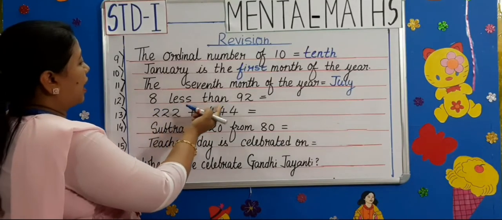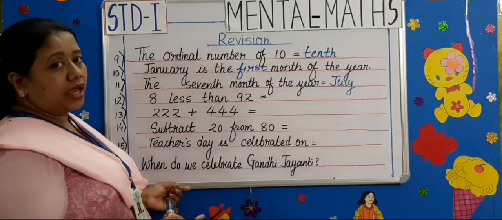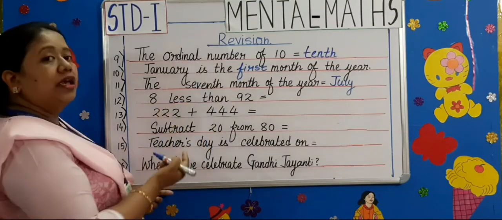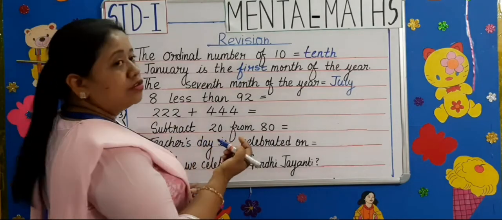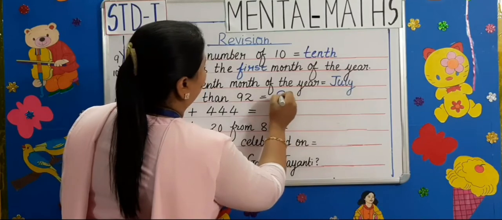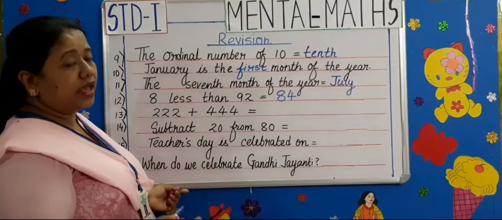8 less than 92. Less than, what do we have to do? We have to do subtraction. So 92 minus 8 is, children tell me. Very good. Answer will be 84. Moving on to the next one.